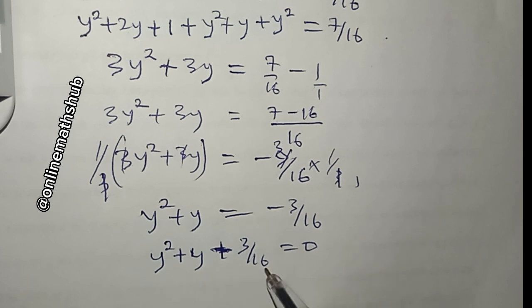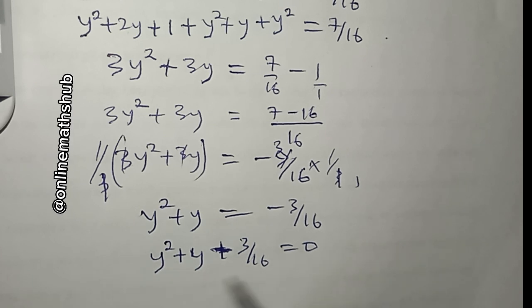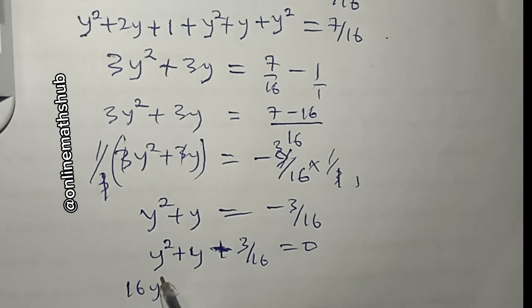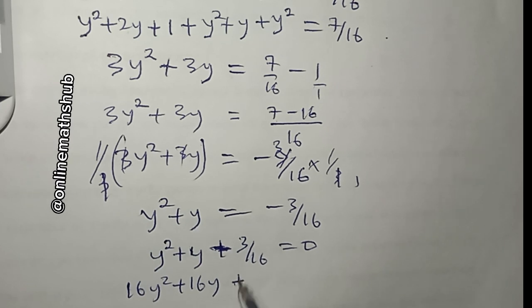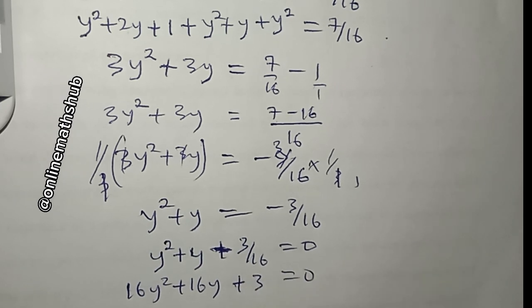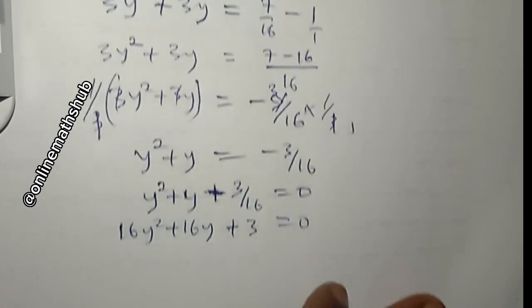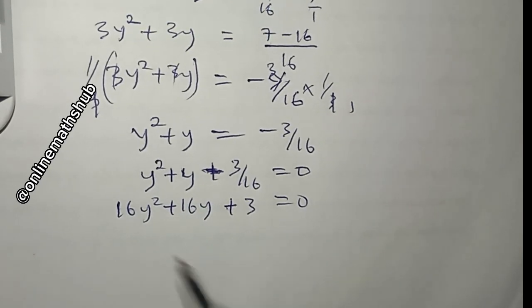And of course I can make it linear by multiplying through by 16 so that I can clear this fraction. Of course if I do that, I will have 16y squared plus 16y plus 3 is equal to 0. Okay, so this is what I have, and of course you can clearly see that this is a quadratic equation, and we can go ahead to solve that quadratically.